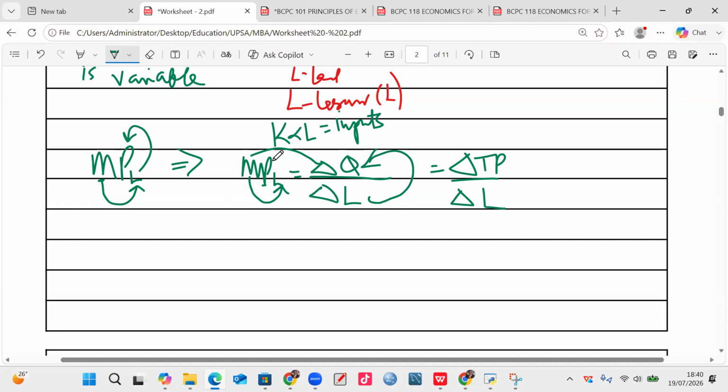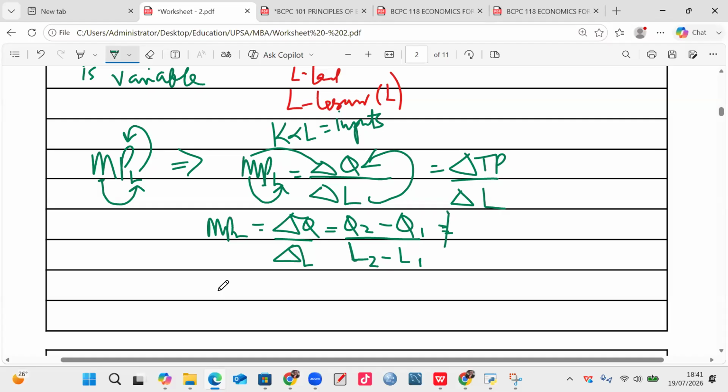Okay. So now, when we are going to find change in means, if I'm using MPL equals change in Q over change in L, it's going to be Q2 minus Q1. Change in Q means the difference between two Qs. Change in L means the difference between two Ls. So we just use L2 minus L1 to differentiate them.